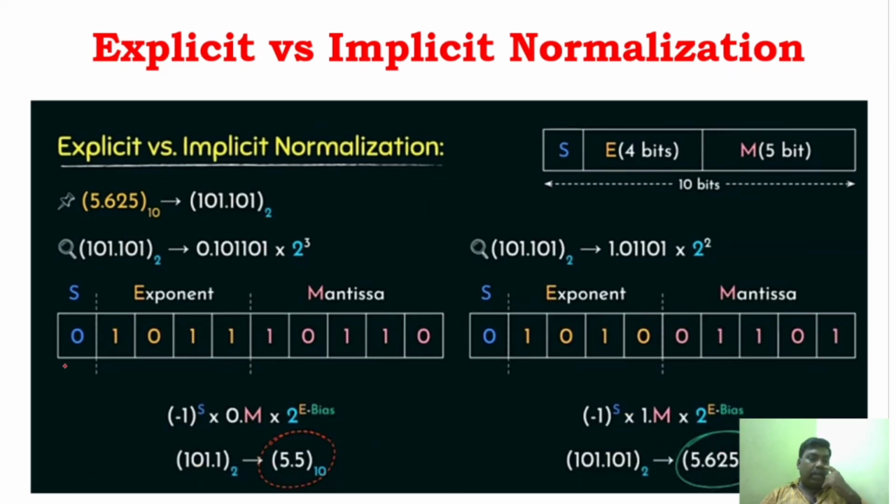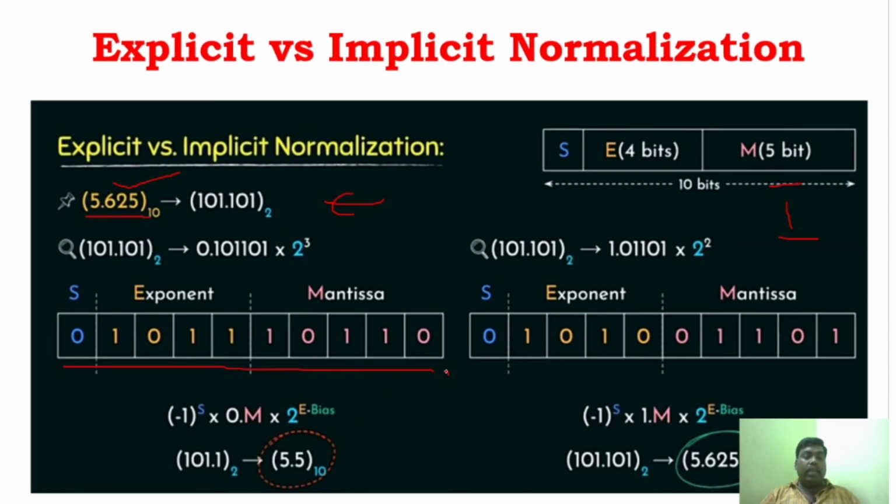You can see here, this is already stored in the computer. So this is explicit normalization and this is implicit normalization, right? We already know this is the value. Now if we decode it, we have to get this particular value. So this is the formula which I said: (-1)^S × 0.1M × 2^(E - bias), correct?